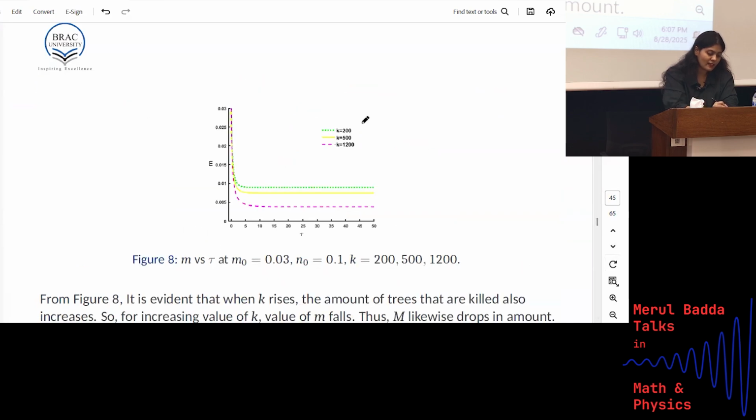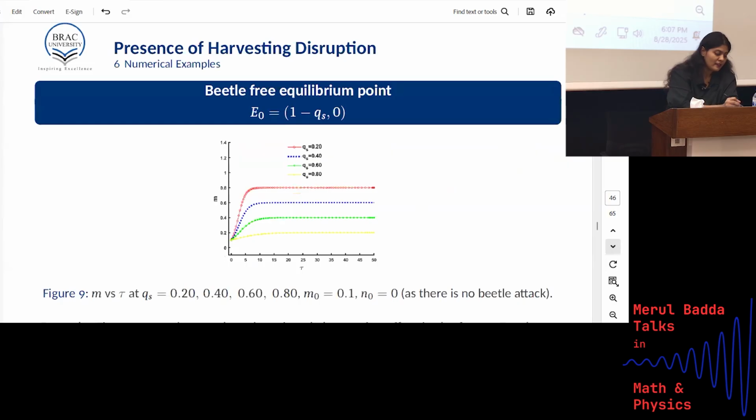Similarly, as the value of K increases, the number of trees killed by the beetle increases. That's why M decreases, so the capital letter M also decreases. This is the harvesting disruption.